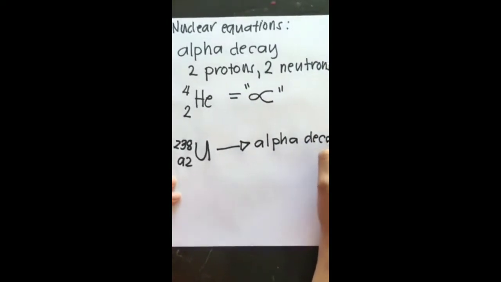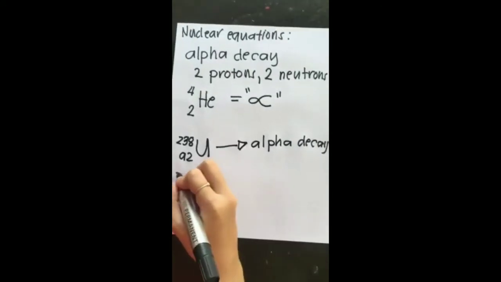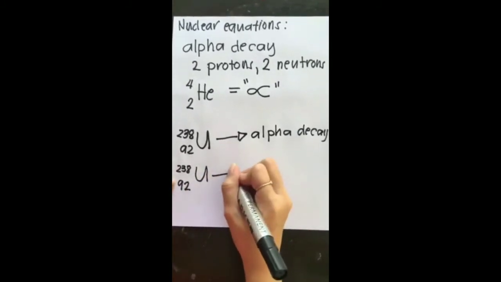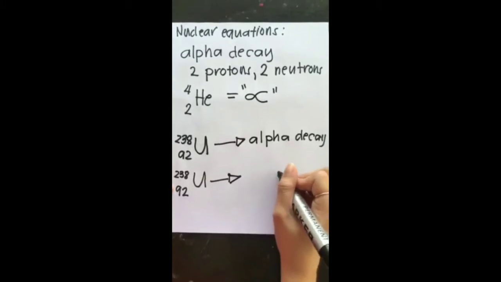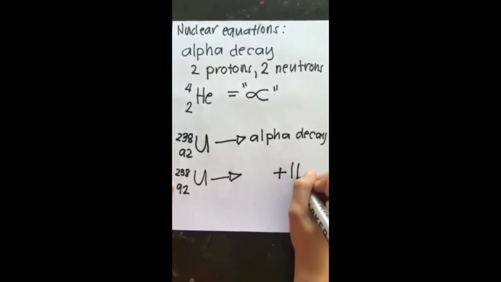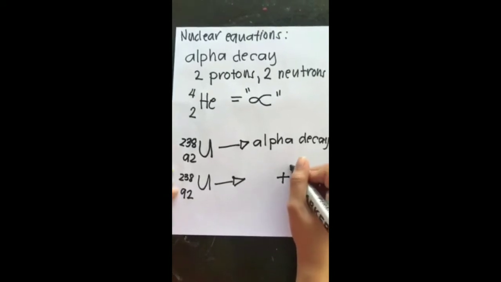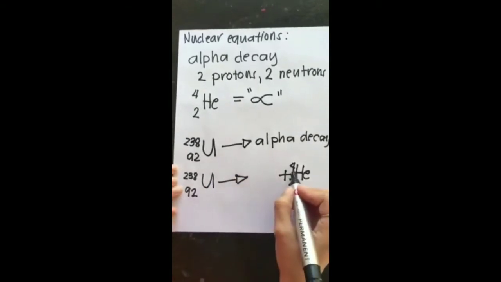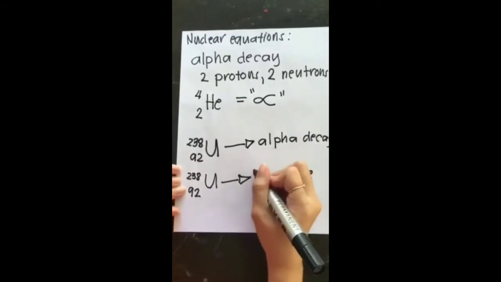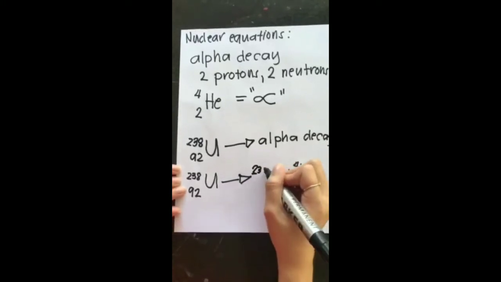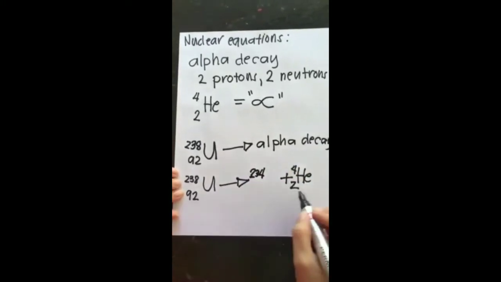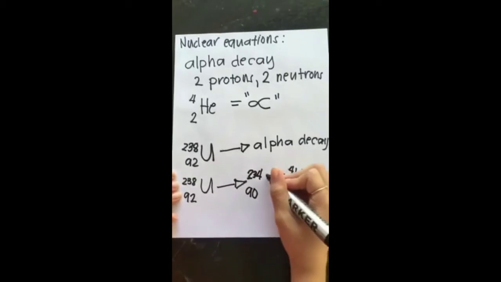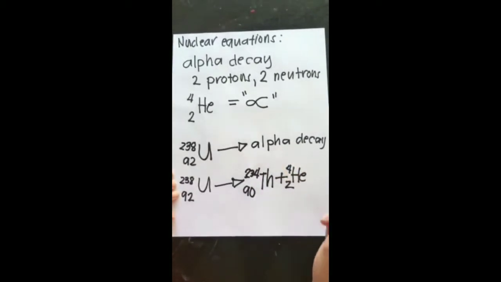So let's copy again uranium 238 with atomic number of 92. Draw an arrow, and on the right side, let's have plus the alpha decay, which is helium 4 and 2. In order to find the new element after the alpha decay, we must subtract the 238 and the 4. So the answer will be 234. And next, the atomic number. 92 minus 2 is 90. So the new element is thorium.